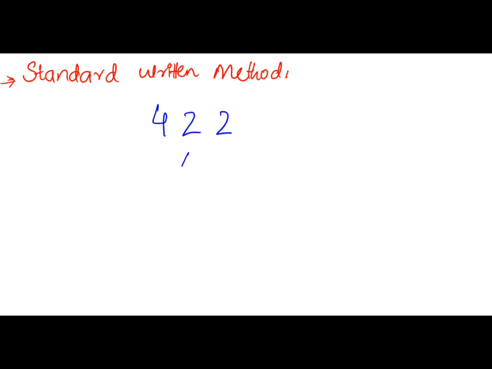So let's move to the last method, which is called the standard written method. This standard written method is used in many countries and most students use it because it is easy. Let me write an example here and then I will tell you the steps. Let's take 422 and it is going to be multiplied by 2. This is the simplest example.